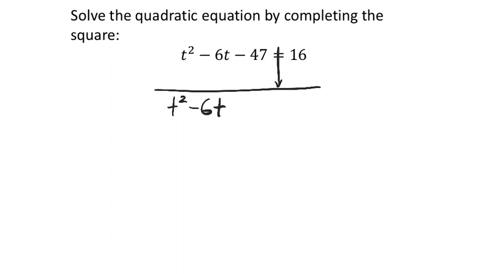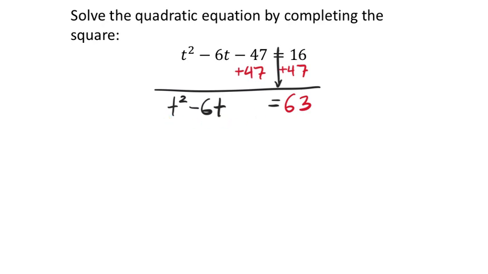Sorry about that. The negative 47, I got to zero that out. So add 47 to both sides. Okay, so it's going to equal 63. Yeah, that was good. Now, why did we do that? It's because I'm looking to complete the square of these two terms.